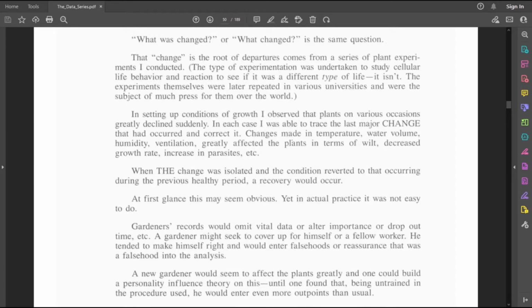I'm wondering if this is in any way related to the picture of himself hooking an e-meter up to like a tomato plant. In setting up conditions of growth, I observed that plants on various occasions greatly declined suddenly.